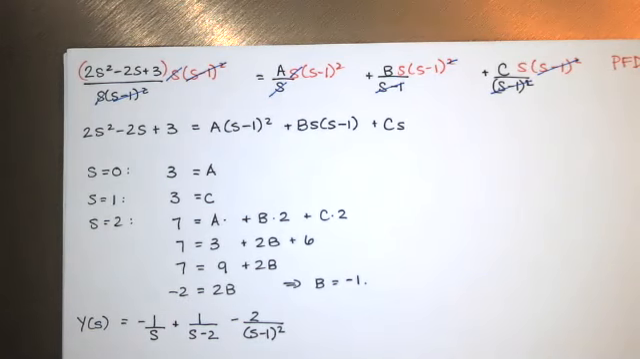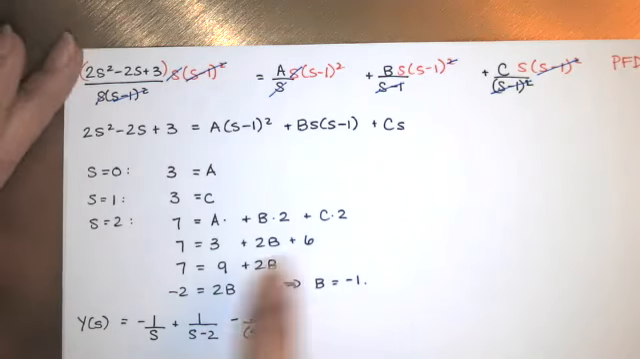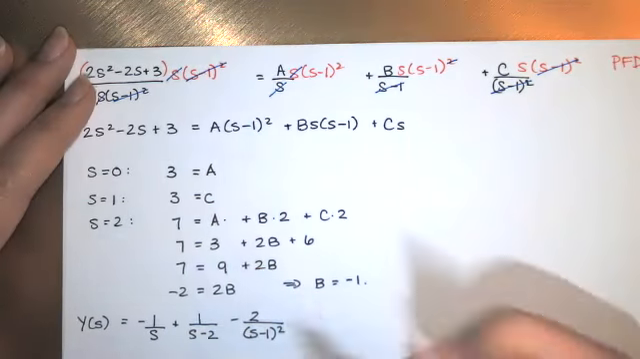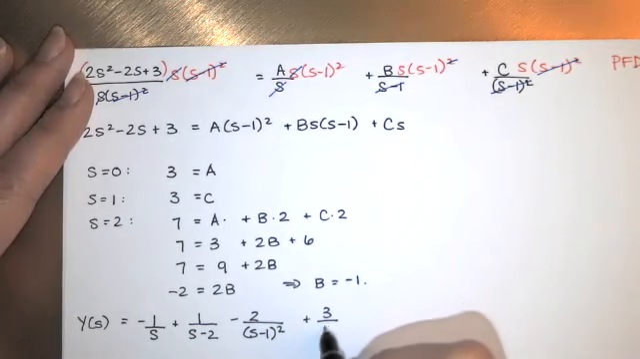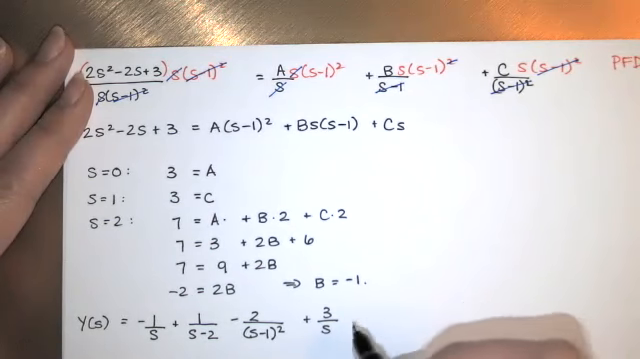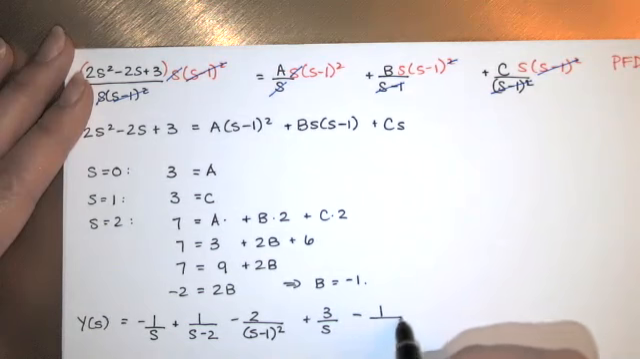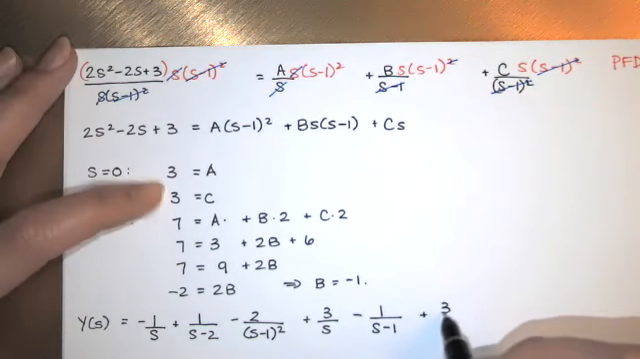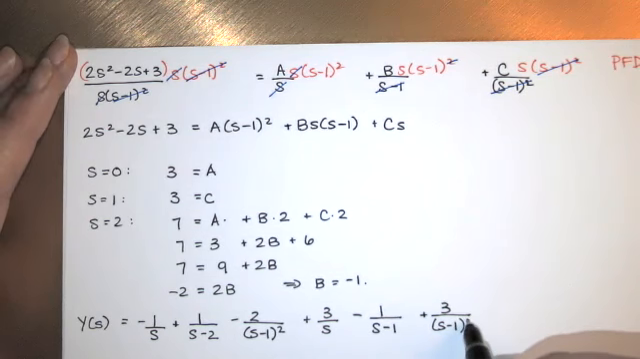Okay, so that's the partial fraction decomposition for the first guy. And then for the second one, we have a over s, where a is 3, plus b over s minus 1, and b is -1, plus c, which is 3, over s minus 1 squared.